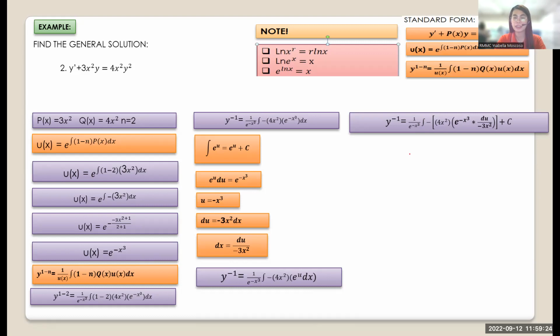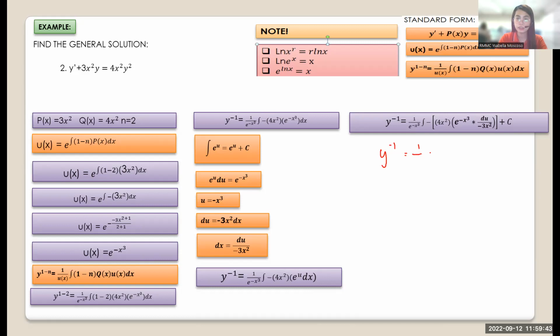So you have your y raised to negative 1 is equals to 1 over x cubed times the antiderivative of negative 4x squared multiplied by e raised to negative x cubed multiplied by your du over negative 3x squared dx. So anong una natin gagawin? Let us try na lang ganito. I-simplify natin para mas makita ninyo.